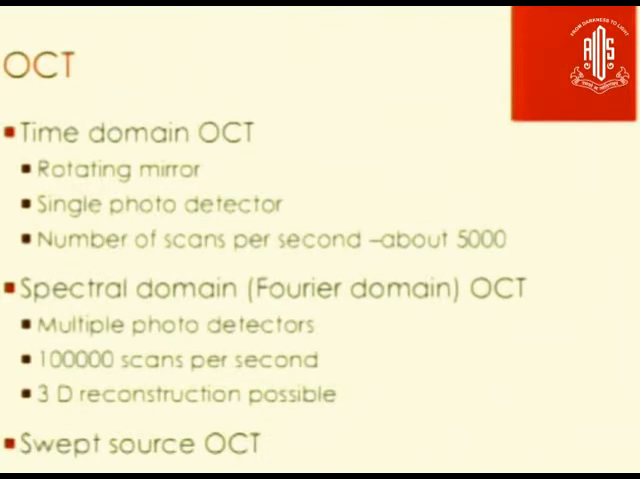You've got the time domain OCT, where there is a rotating mirror which collects the information from each of the spots where the laser is projected, and a single photo detector. And hence the speed is naturally reduced because there is a rotating mirror. Hence the number of scans per second is only about 5000. While the spectral domain or the Fourier domain OCT has multiple photo detectors, so there is no rotating mirror. And nearly about 100,000 scans per second can be done, and hence it automatically increases the resolution of the image. And you can also construct three-dimensionally the whole picture. The newer version is a swept source OCT, which I'll talk about a little later.